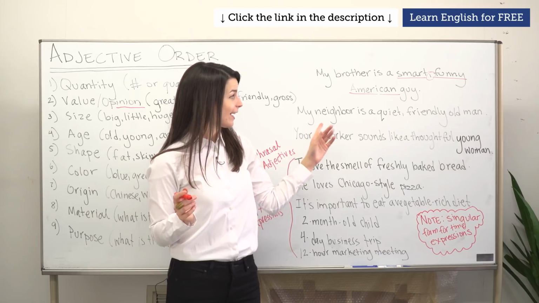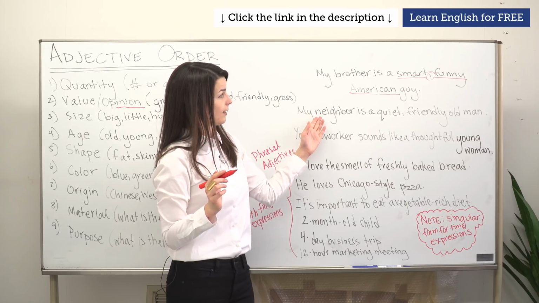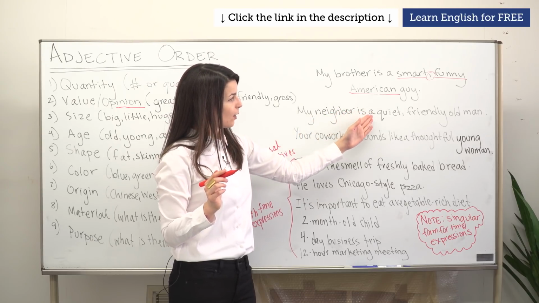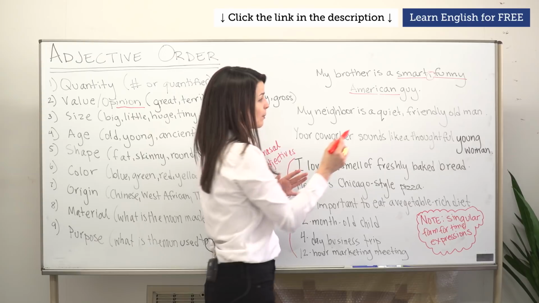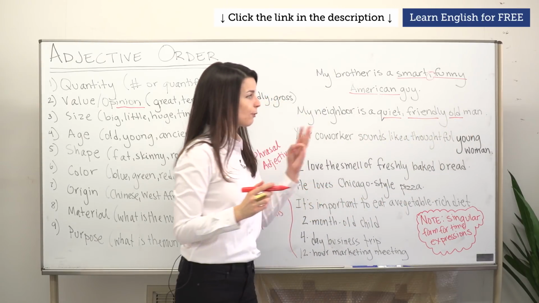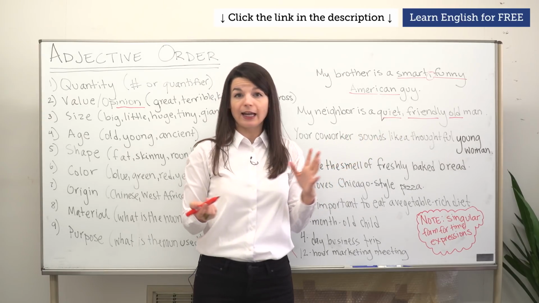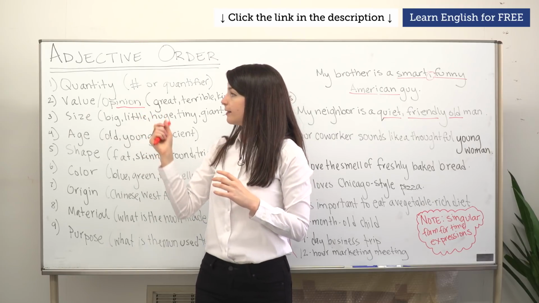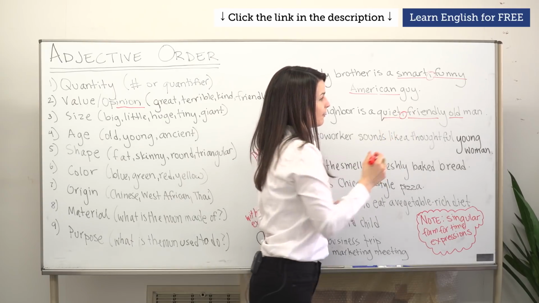Okay, let's look at another example sentence. Here, my neighbor in this case. My neighbor is a quiet, friendly old man. Again, we see this similar three adjective pattern here. Quiet and friendly, again, are opinion words. So I can separate these with a comma, quiet and friendly.